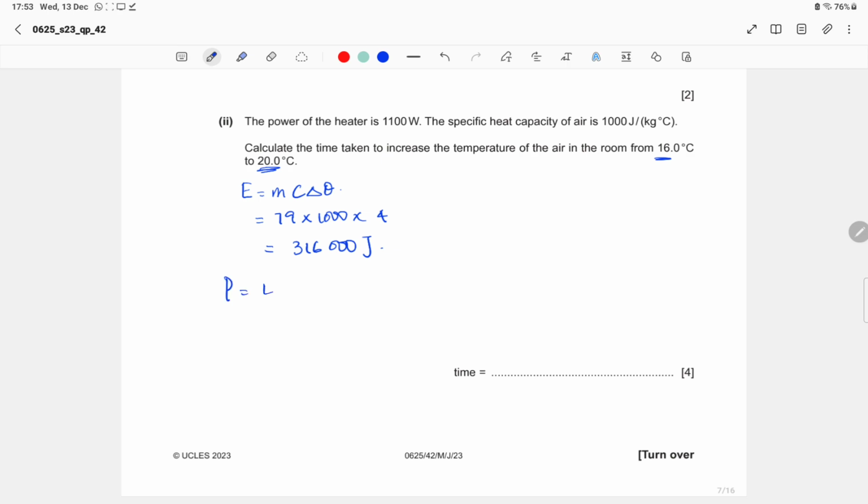Now we have to find out the time. So power is equal to energy over time. So we will cross multiply. So time is equal to energy over power. So energy is 316,000 divided by power. Power is 1100 watts.